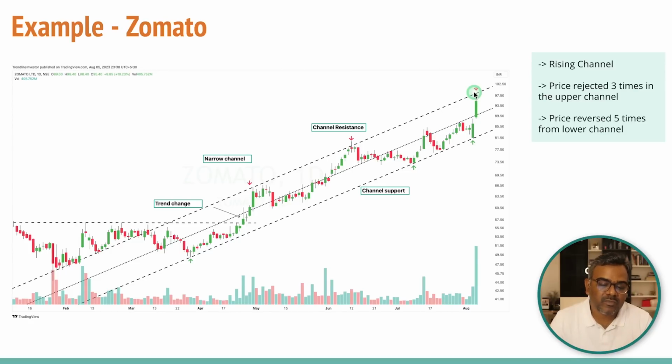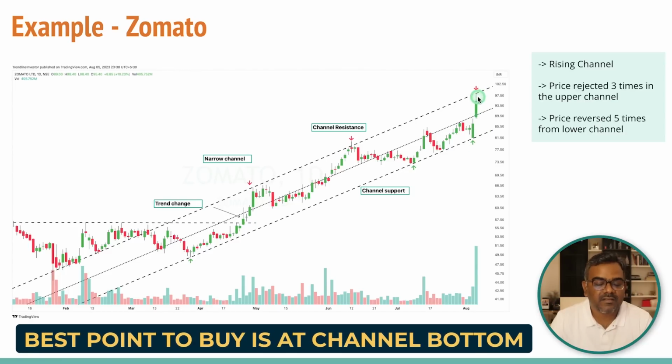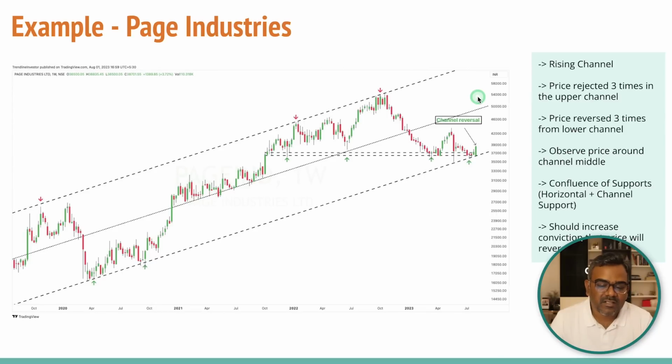The point to buy Zomato is when it consolidates and comes sideways, or if it breaks out of this channel. Sometimes after breaking out, it can come all the way back in, so be careful. The best point to buy stocks is on the channel support, not after it has reached this resistance. Please note that.